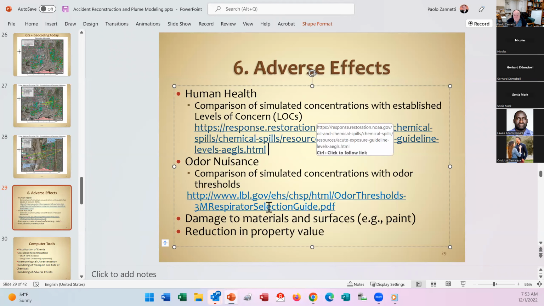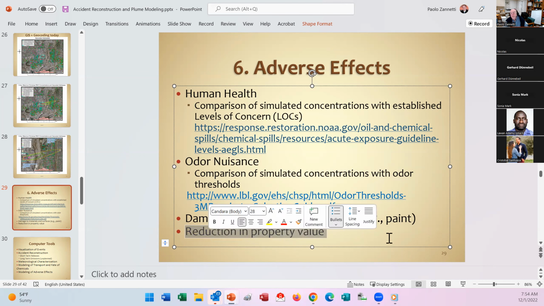Other adverse effect, damage to material. You may have corrosion. You may have deterioration of painting. Your home can have some damage on the walls. They need to be repainted. Surfaces, your car outside your house may have some deposition of chemicals. The house needs to be washed as a minimum. You have to pay for washing the car or any damage that you may have in your property, and also reduction of property value.